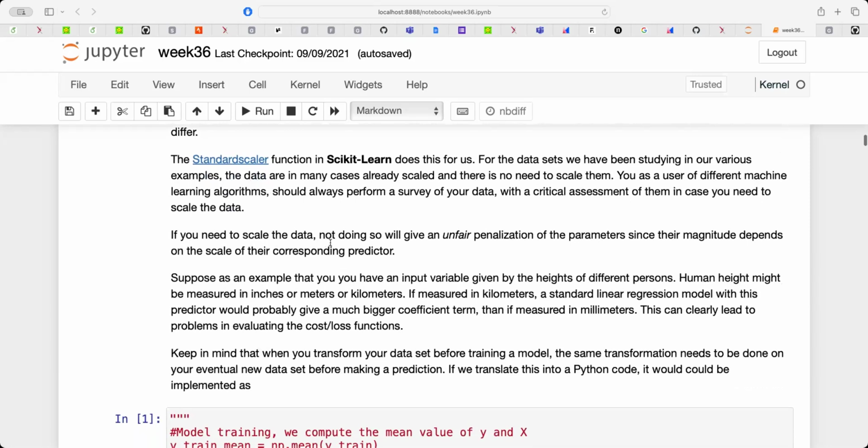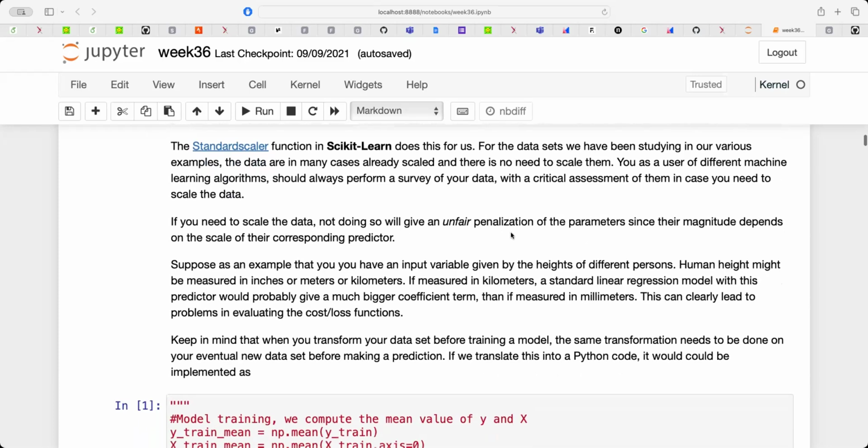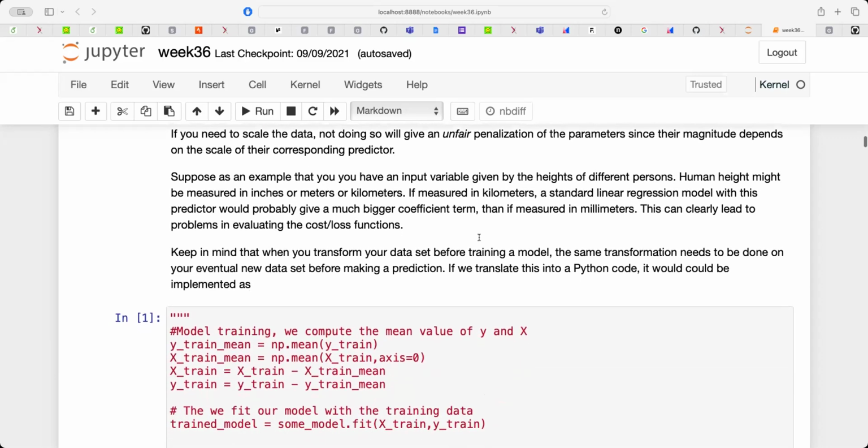So if you need to scale the data, not doing so will often give an unfair penalization of the parameters, since their magnitude depends on the scale. The predictor is also something you will see as a name for the feature or the properties. Depending on which text you're looking at, some people call it the predictor, some call it the feature, etc. So predictor is just another synonym of features. So what you will then see is that the specific feature can actually give an unfair penalization here.